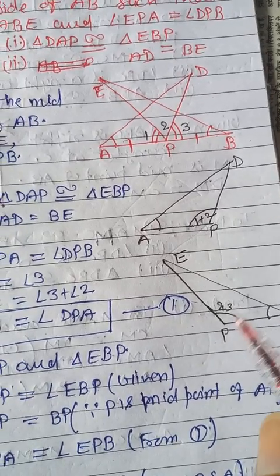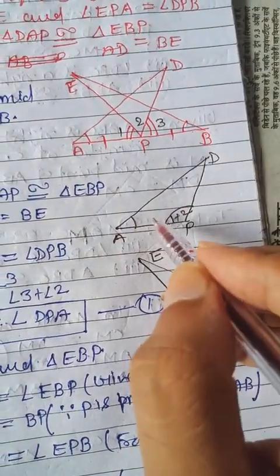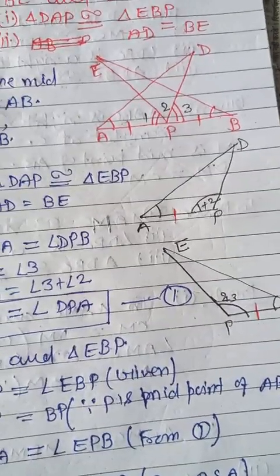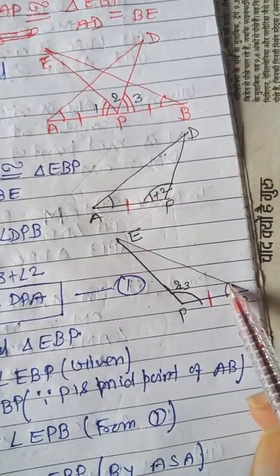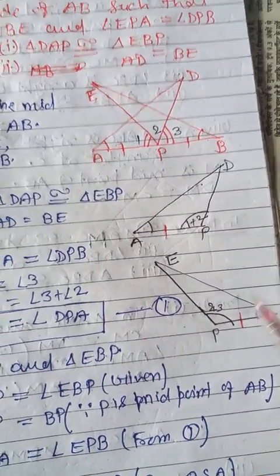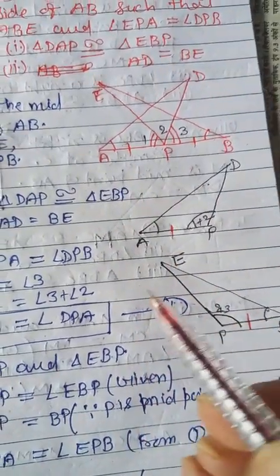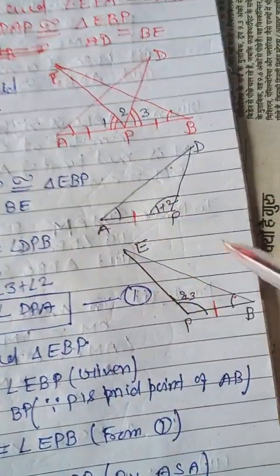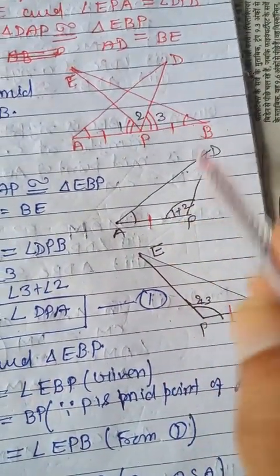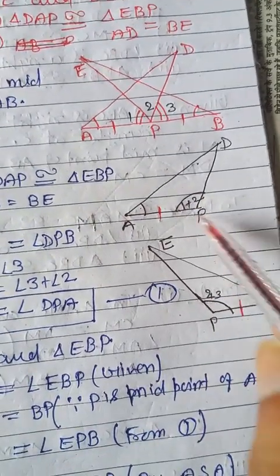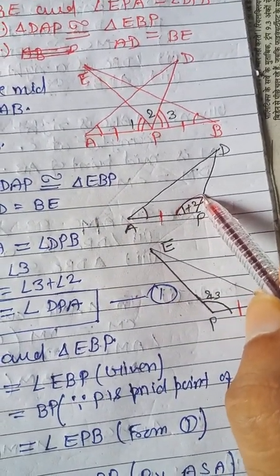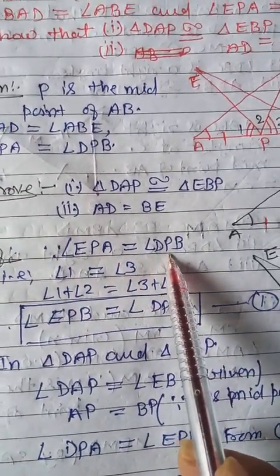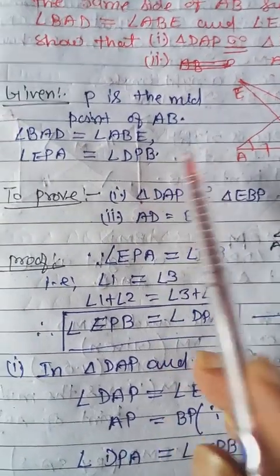In this triangle, this side AP is equal to BP because P is the midpoint of AB, and this angle is equal to this angle. This one is given. And here angle 1 is equal to angle 3, when again angle 2 is added in both, then wholes are equal. So again this whole angle 1 plus 2 is equal to angle 2 plus 3. So here angle EPA is equal to angle DPB. This one is given.